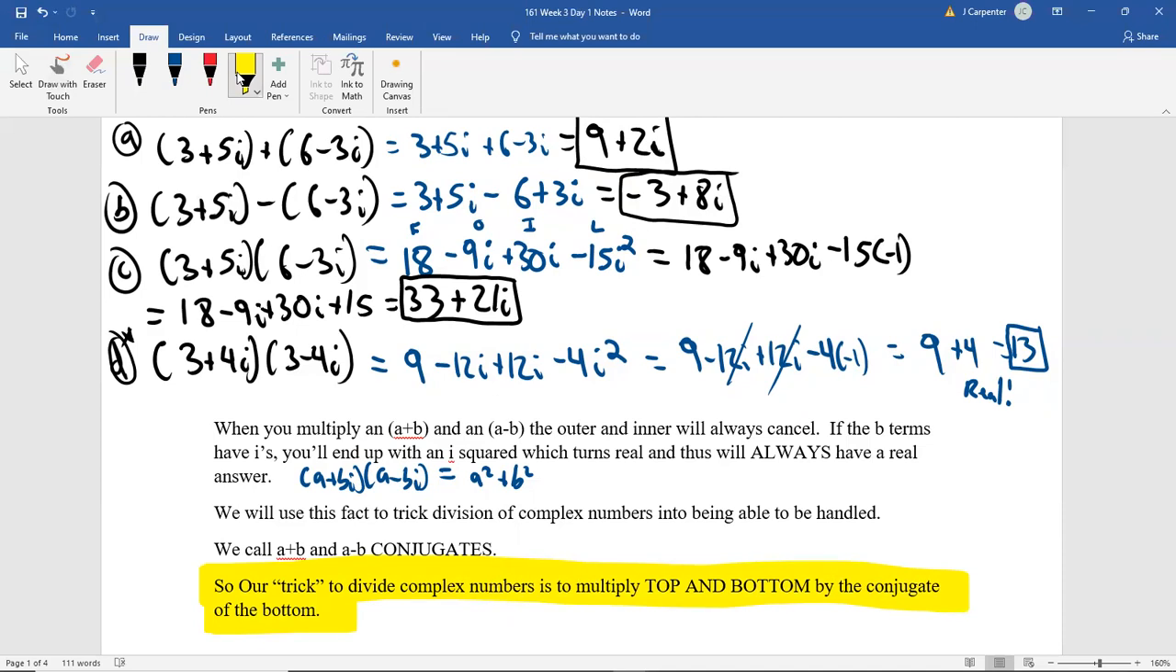Why are we doing this? Because it'll make the bottom number real. We said that all complex numbers have to be written in an a plus bi format. We can't have i's in the bottom. So this trick will make sure we have no i's in the bottom, because the bottom will always end up real. We'll see this once we get to our example. Let me give you about another 30 seconds to write all this down, and then we'll start into that.